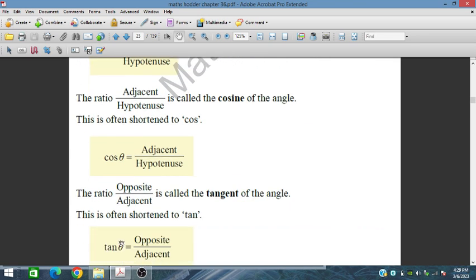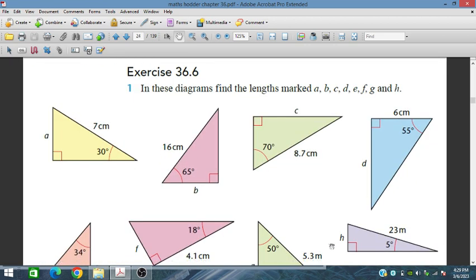So we will use these ratios, these three definitions, for our working. Exercise 36.6: in this diagram, find the lengths marked A, B, C, D, E, F, G, H. So we have to find this A. This and this side are covered in sine theta, so sine theta is equal to opposite upon hypotenuse.